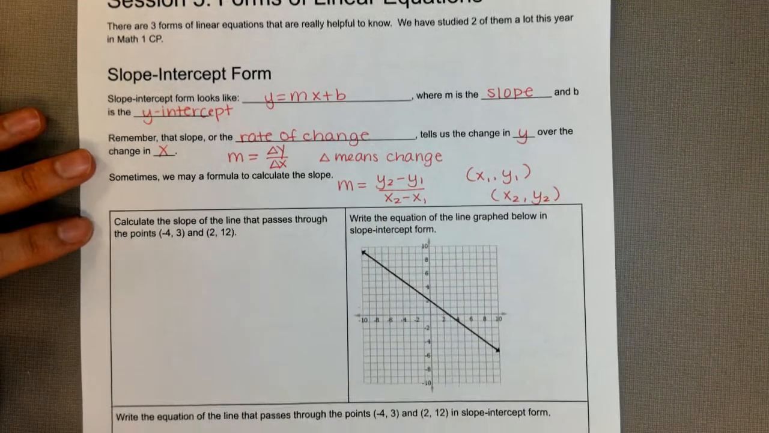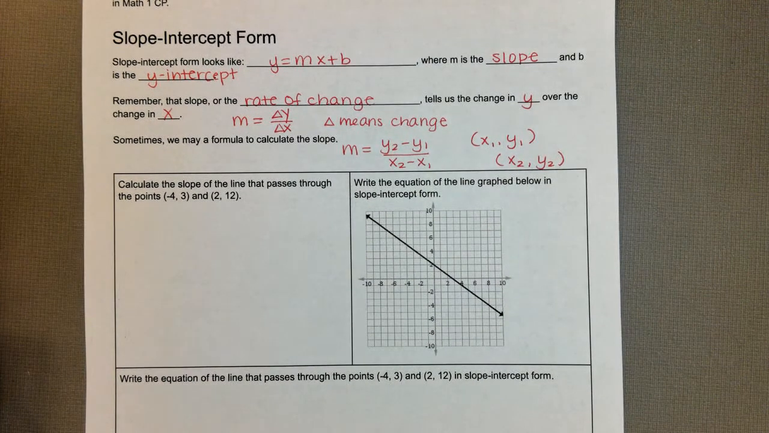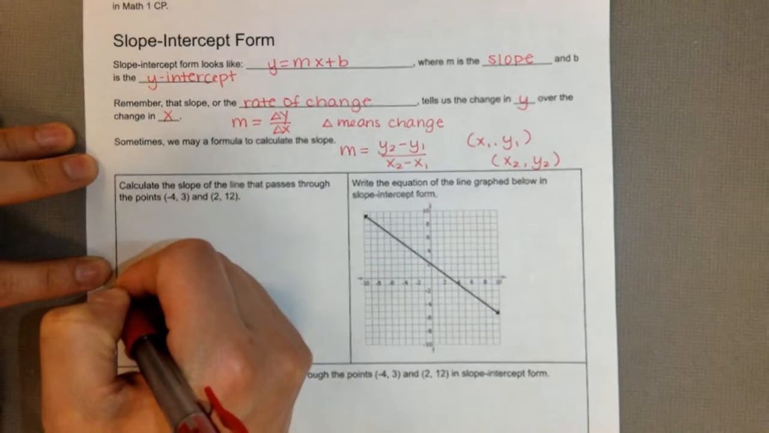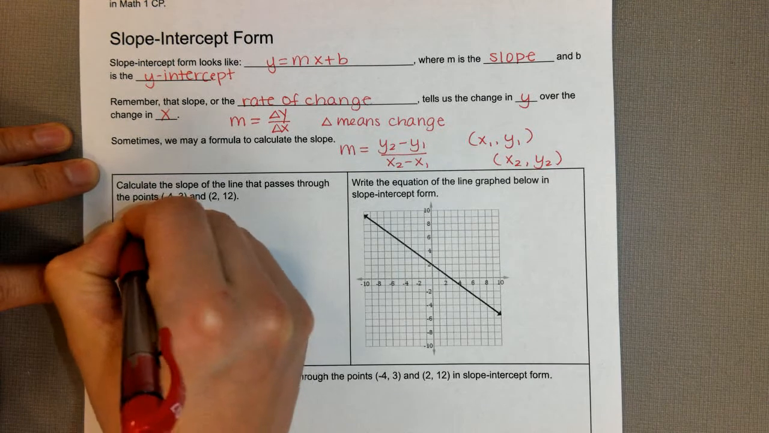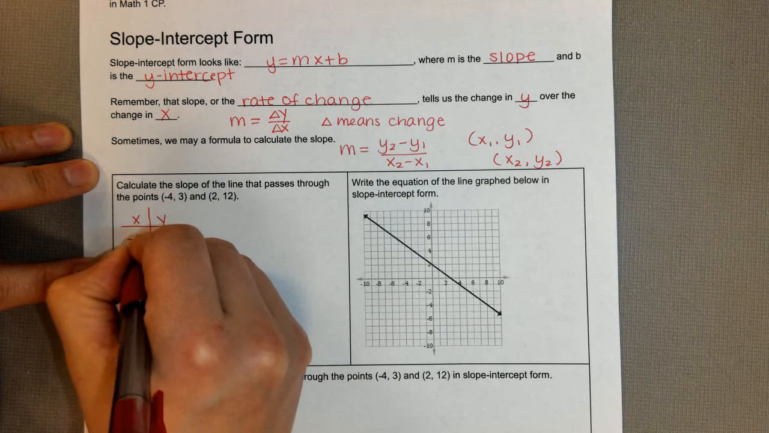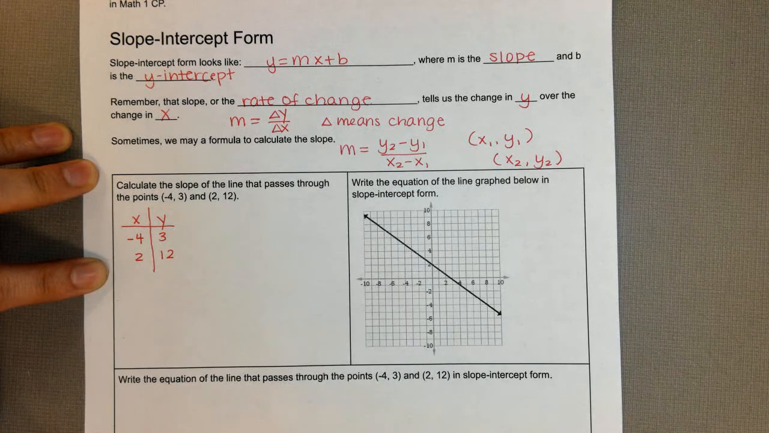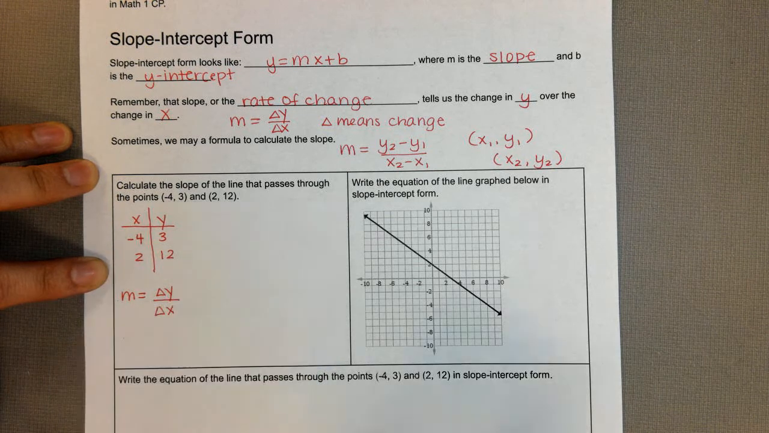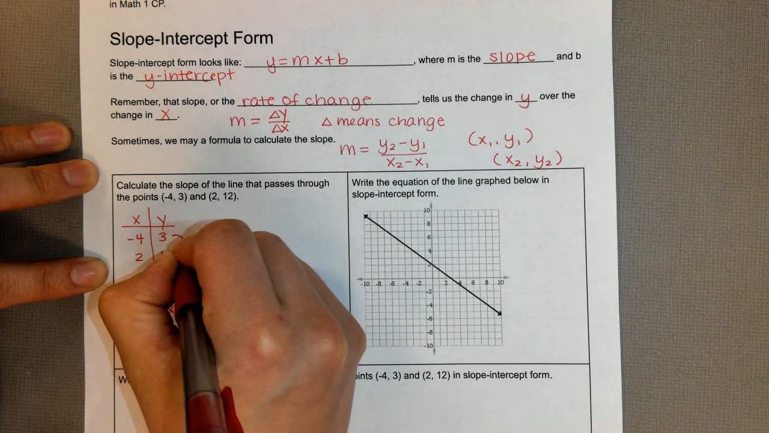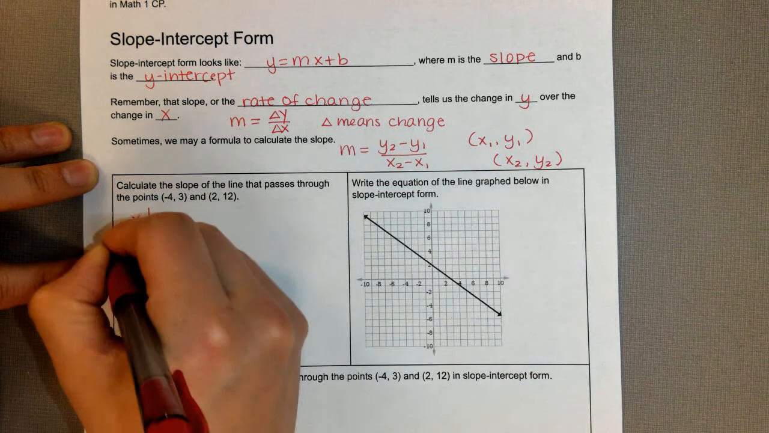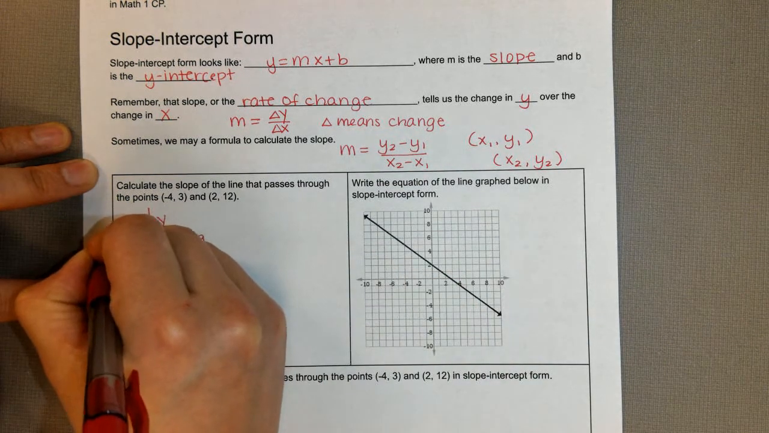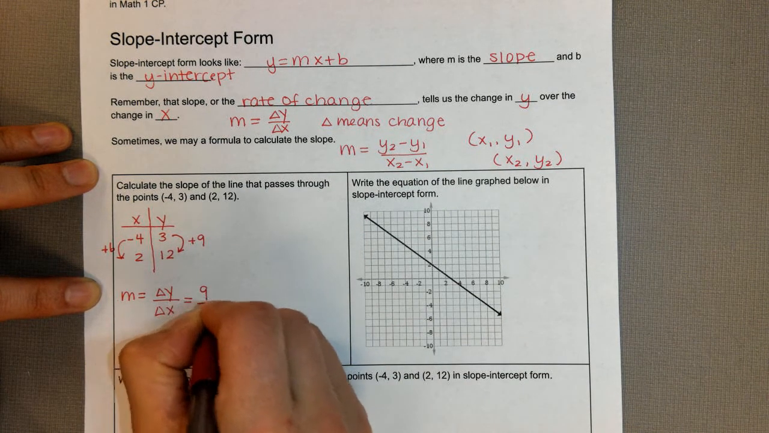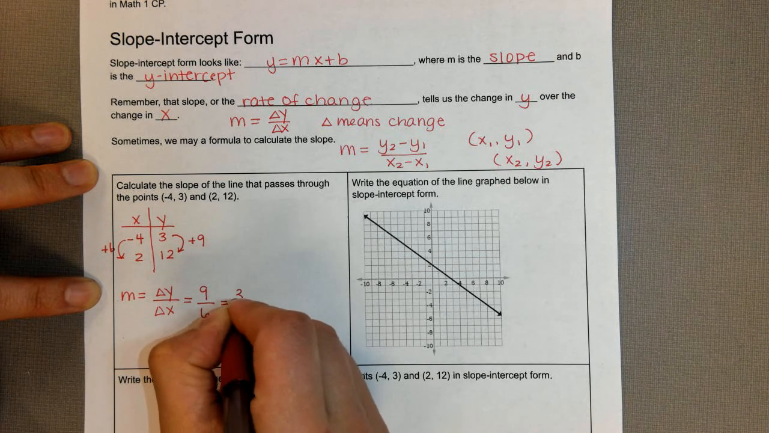So for example, let's calculate the slope of the line that passes through the points (-4, 3) and (2, 12). To do this, I'm going to show you two ways. The first might be, I might just put them into a table and say x, y, and then have -4, 3, and 2, 12. Now if I want to calculate slope, I want to know the change in y divided by the change in x. I look at the change from 3 to 12, I added 9. The change from -4 to 2, I added 6. So my change in y was 9, my change in x was adding 6. I can reduce that to be 3 over 2.